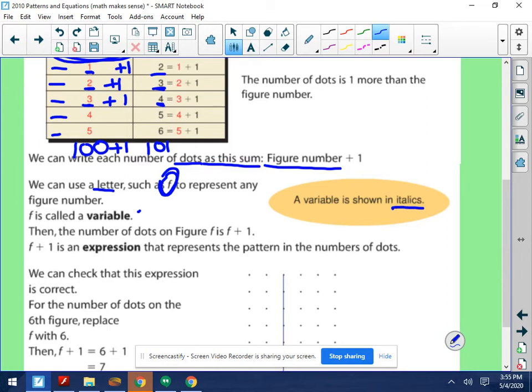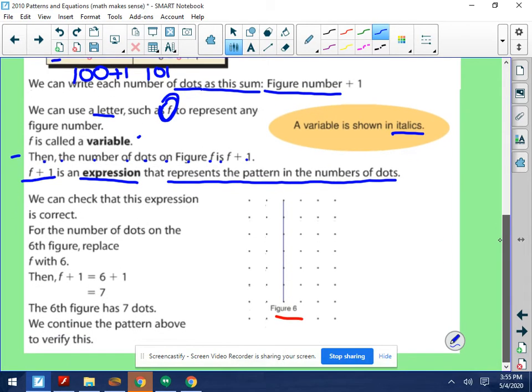So for that table, it says here, the number of dots on figure F is F plus 1. F plus 1 is an expression that represents the pattern in the number of dots. Now that can be a wee bit confusing, try not to be. We can check this expression is correct for the number of dots on the 6th figure. The 6th figure is over here, if you see it.